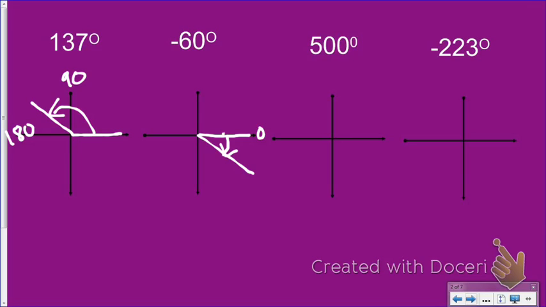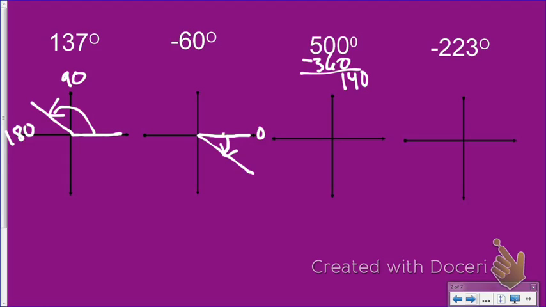Now let's say I have something like 500. I know a full circle is 360 degrees, so it's hard to see what quadrant this is going to fall in because it's more than a full circle. So what we can do is subtract 360 to get a better picture of where this angle is actually going to end. If I subtract 360, that shows me I'm actually drawing a 140 degree angle.